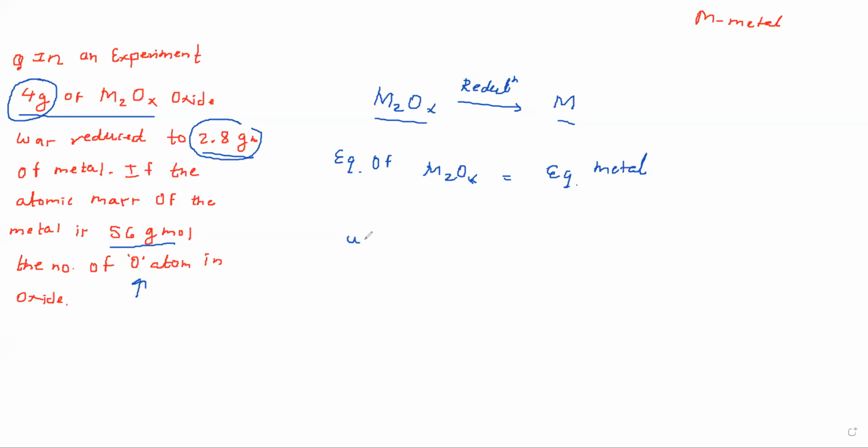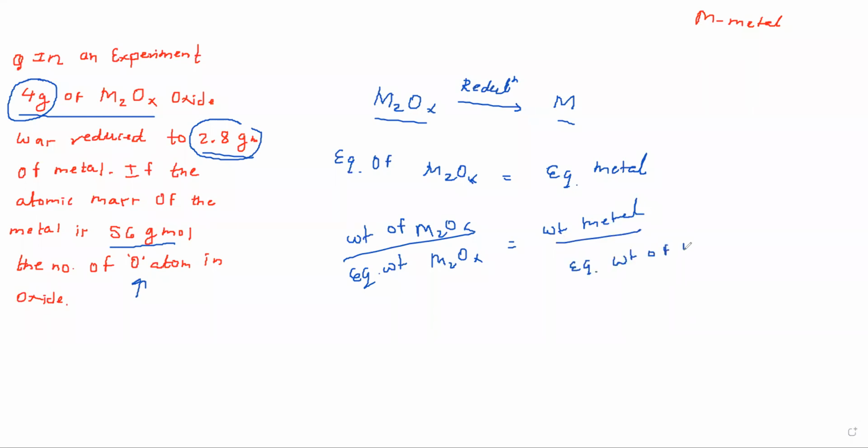So the weight of M2OX upon its equivalent weight. What is equivalent weight? I will tell you in just 1 second. It's a form of mole only. So the weight of metal upon its equivalent weight of metal. You know that the weight of M2OX was 4 gram. So 4 upon, now tell me one thing.